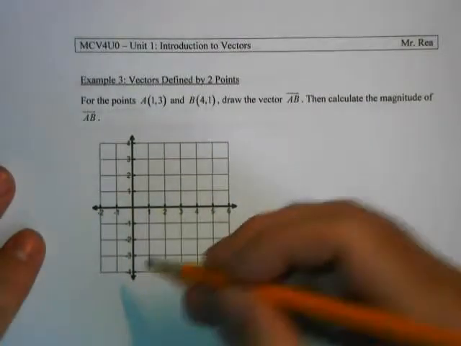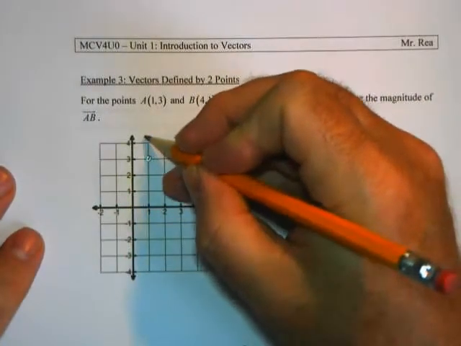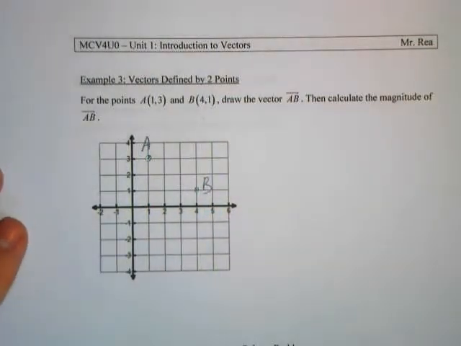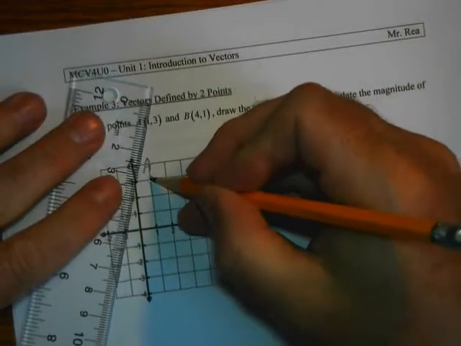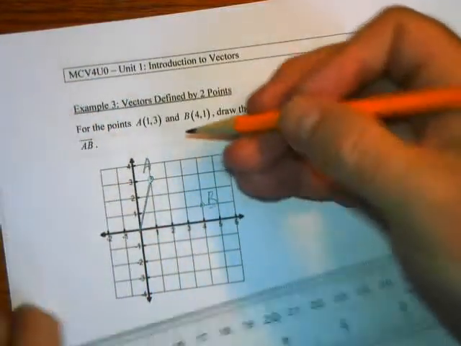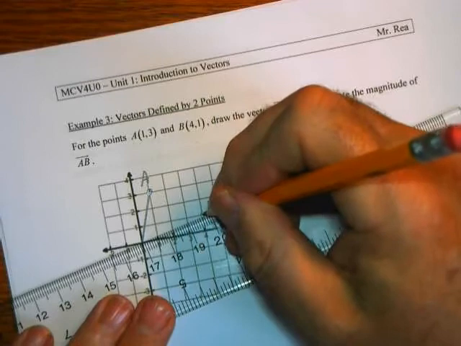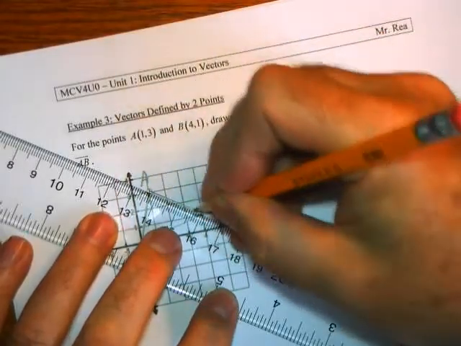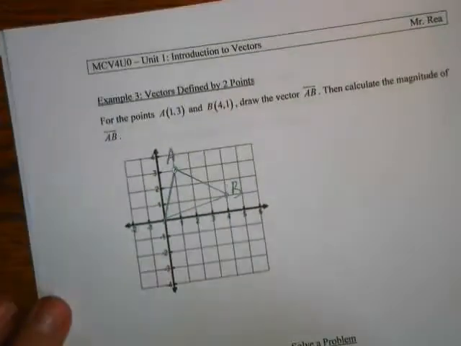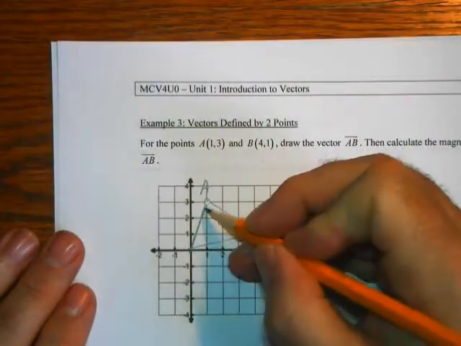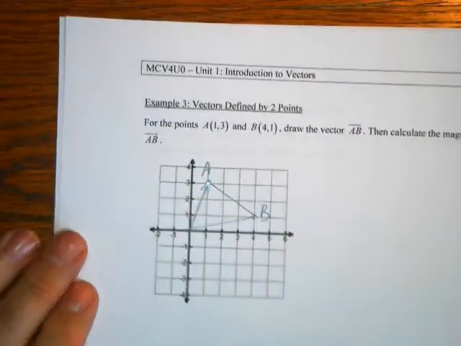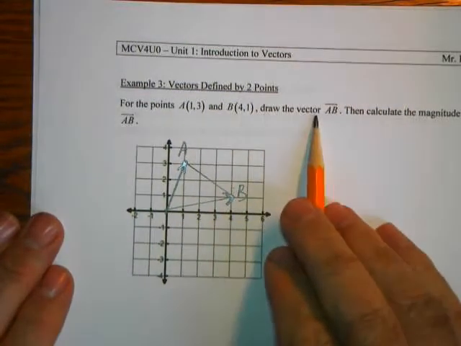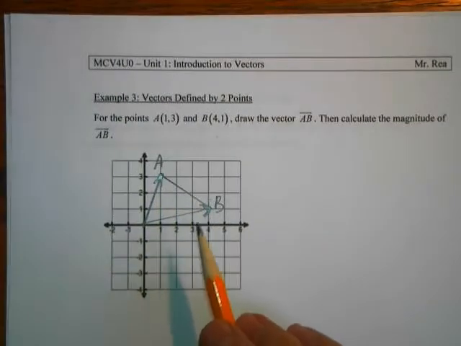So I've got my point at 1, 3, that's my A. And I've got a point at 4, 1, that's my B coordinate. And I'm just going to draw straight lines from the origin to both of those points, and also between them. So basically forming a triangle between A, B, and the origin. Okay, now remember the position vectors are from the origin to the point. So I've got a position vector there, OA. I've got a position vector here, OB. And then I've got my vector AB because it's asking to draw the vector AB. So the direction would be from A to B.